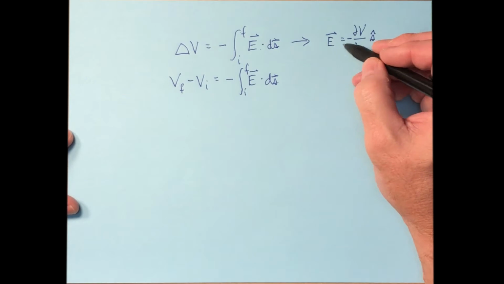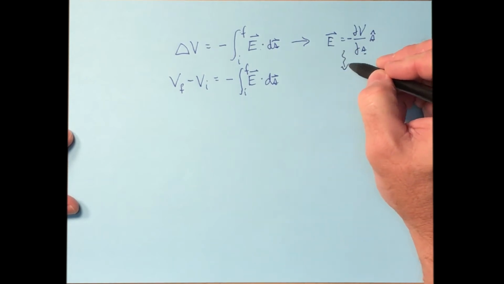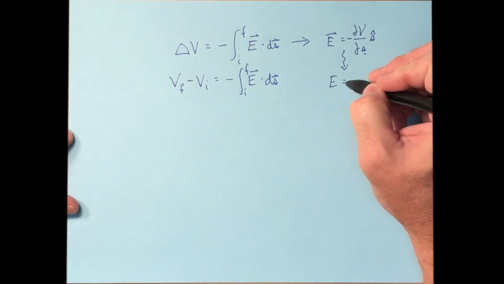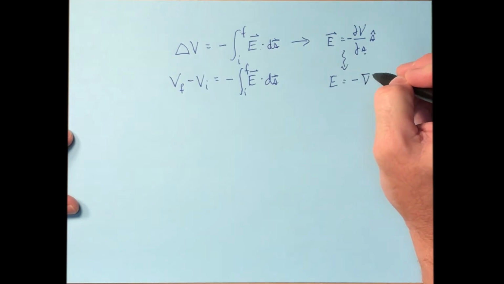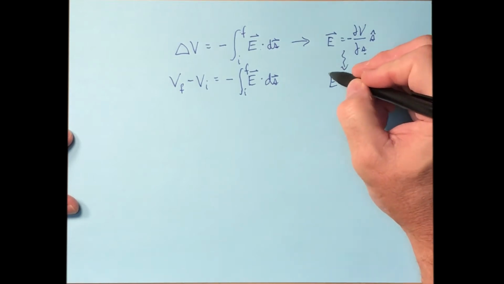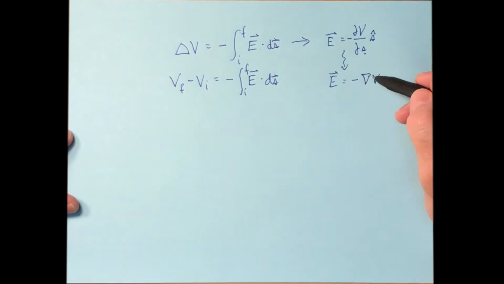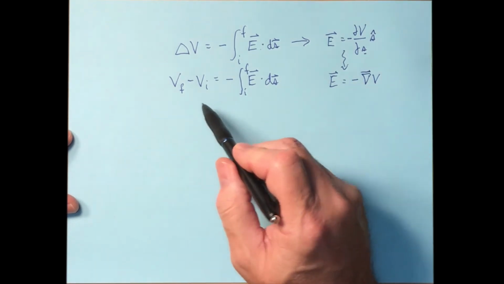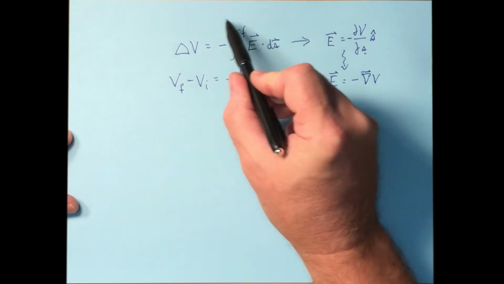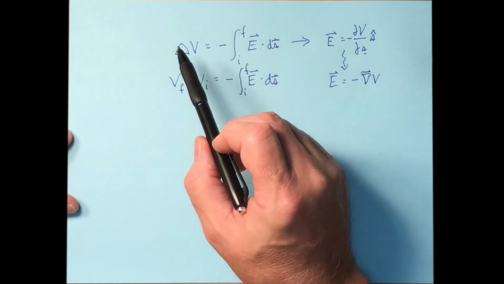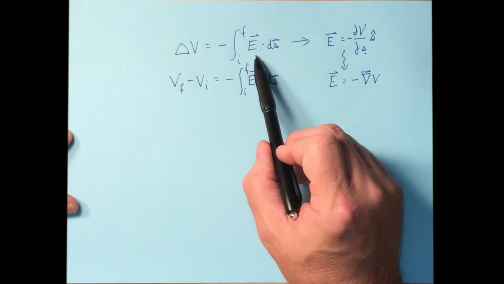But in a more general expression then, this can be written as minus del V. And if you've never seen the del function before, then we will talk about that as well. The del, or also, probably more correctly, called the gradient function. But the important thing here now is that this is the general expression for the relationship between the potential difference and the electric field.